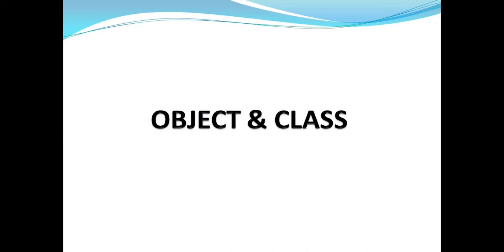Today's lecture is on objects and the class. These are the two fundamental concepts of object-oriented programming. So let's try to understand what is the meaning of an object and what is the meaning of a class. Okay, so the definition of an object, in a very simple way: an object is a real entity.